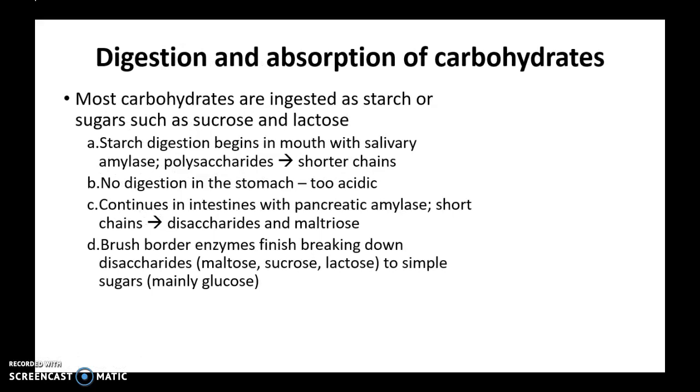carbohydrate digestion starts in the mouth by the action of salivary amylase. No carbohydrate digestion in the stomach. When the chyme moves into the duodenum, carbohydrate digestion continues by the effect of two enzymes. First, pancreatic amylase, and secondly, there are brush border enzymes like maltase, sucrase, lactase that break down sugars into their simplest forms.